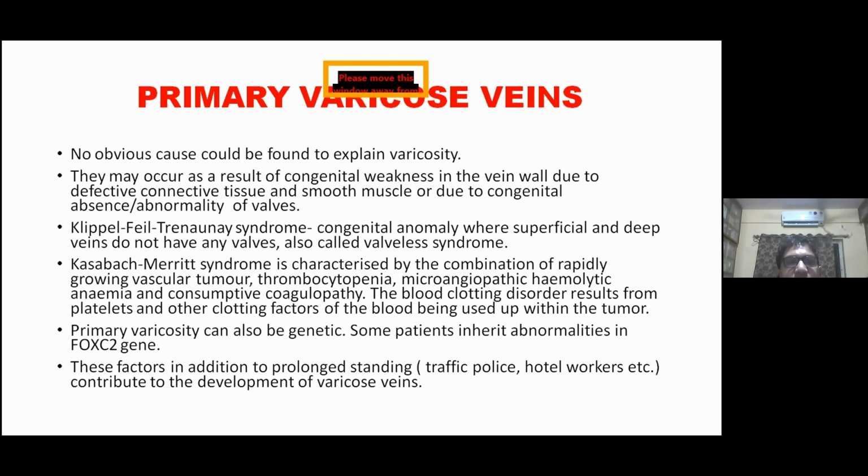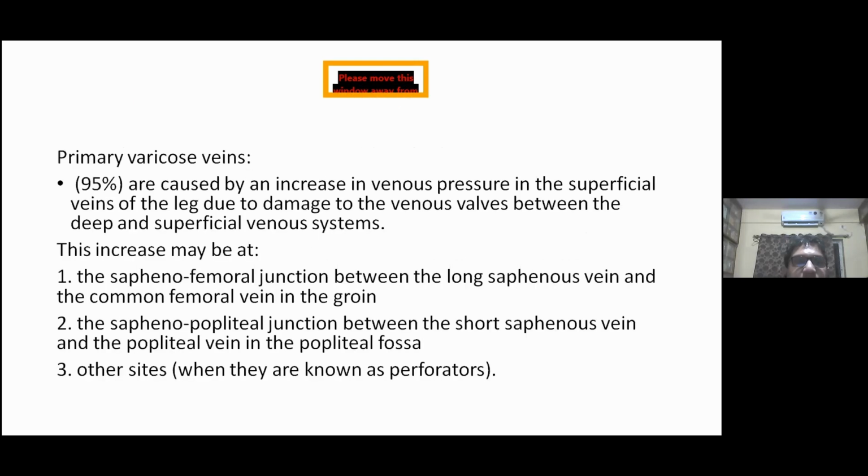There are two syndromes: Klippel-Trenaunay syndrome, a congenital anomaly where superficial and deep veins do not have any valves, also called valveless syndrome. Kasabach-Merritt syndrome is characterized by the combination of a rapidly growing vascular tumor, thrombocytopenia, microangiopathic hemolytic anemia, and consumption coagulopathy. Primary varicosity can also be genetic. Some patients inherit abnormalities in the FOXC2 gene. These factors, in addition to prolonged standing, contribute to the development of varicose veins.